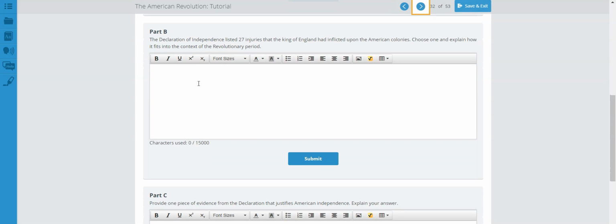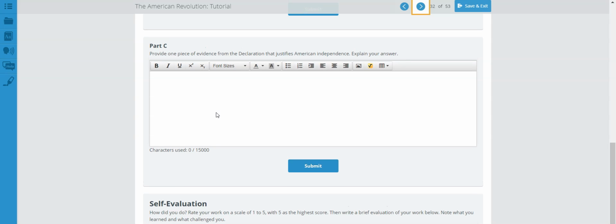Part B says, the Declaration of Independence listed 27 injuries that the King of England had inflicted upon the American colonies. Choose one and explain how it fits into the context of the Revolutionary period. So right here, what you're doing is you're looking at the 27 injuries that were listed for the King of England to see and explain how that is related to the American Revolution. You should have a good solid paragraph here.